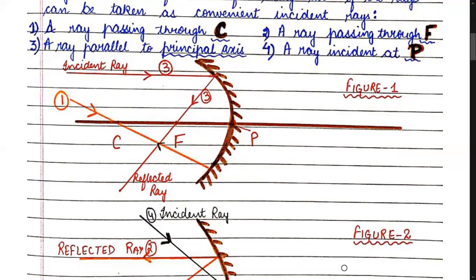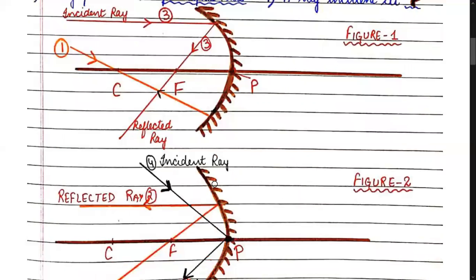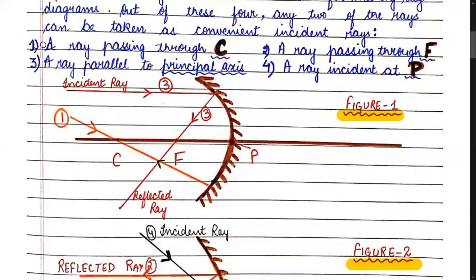Now students, for clarification of the diagrams, see figure number 1 and figure 2 drawn on page number 1 of the notes sent to you on 7th December 2020. So students, for the first rule, that is a ray passing through center of curvature.